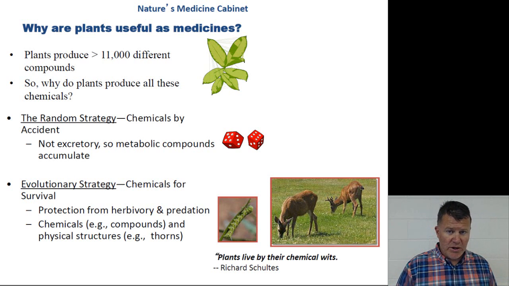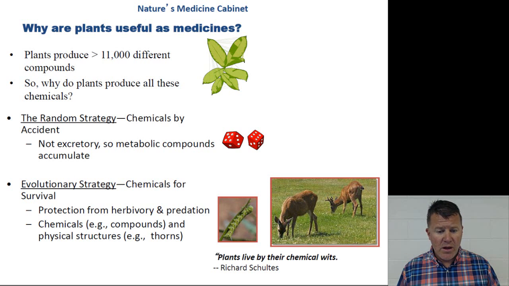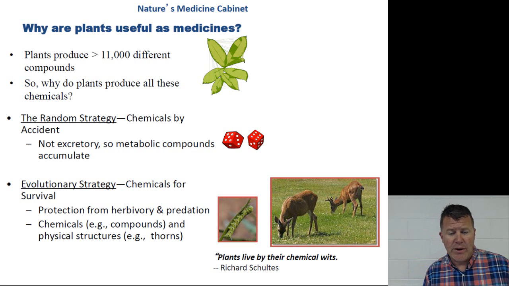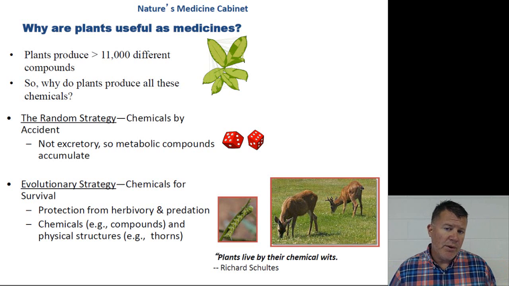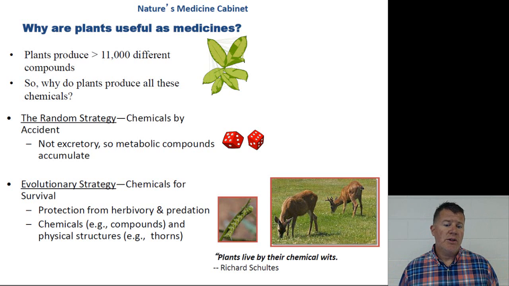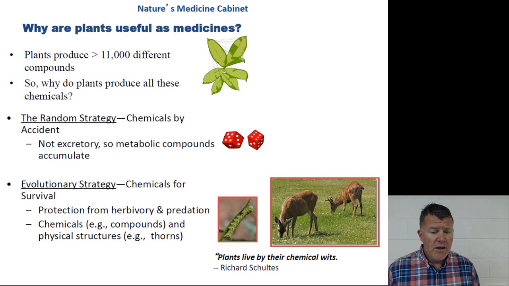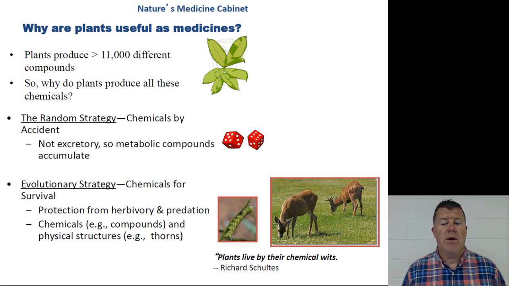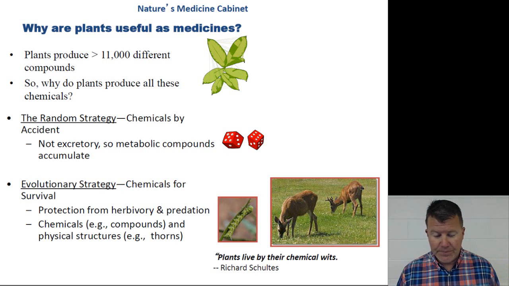And then there's the evolutionary strategy. Chemicals for survival, the protection from animals that are going to eat them, the herbivory, and predation. So they're producing these chemicals to protect themselves. And the compounds from the chemicals, they're going to help them build physical structures such as thorns that's still going to protect them from predation.